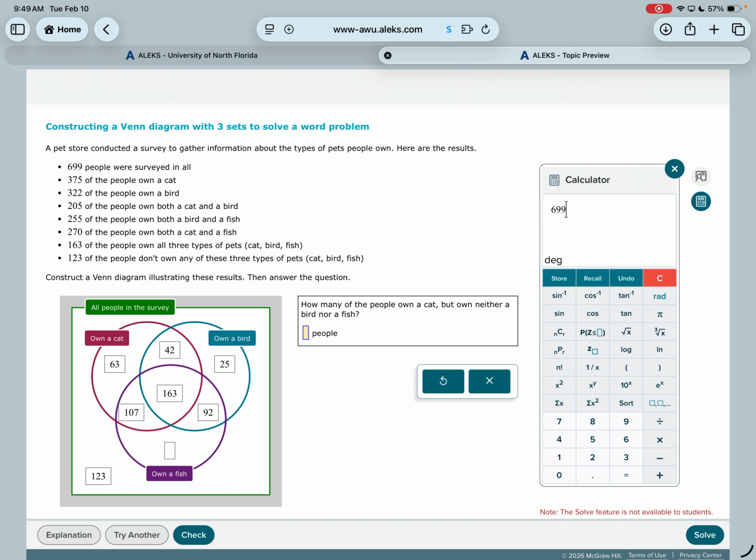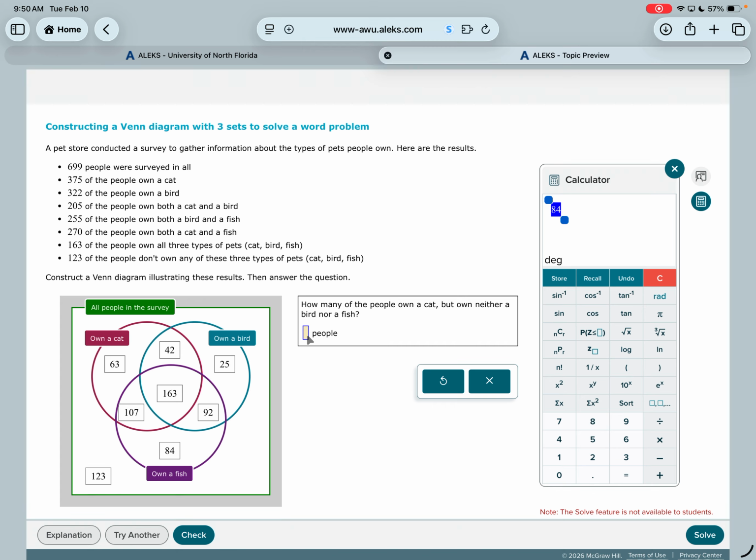We know 699 people were surveyed, so we can just subtract every number from here that is already listed, and that will give us the one we are missing. Not a bad idea just because you do this problem to double check this and make sure that all of these 8 numbers add up to be 699.